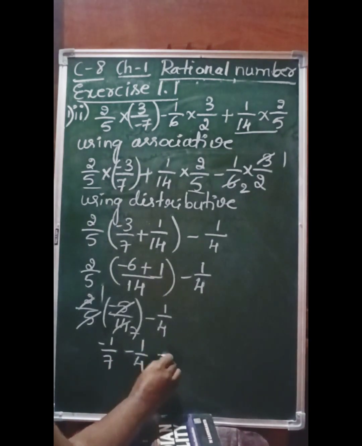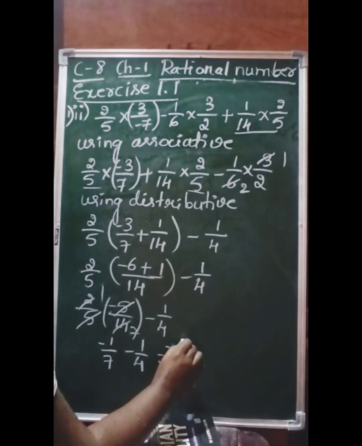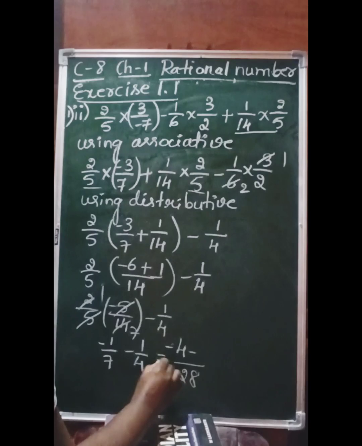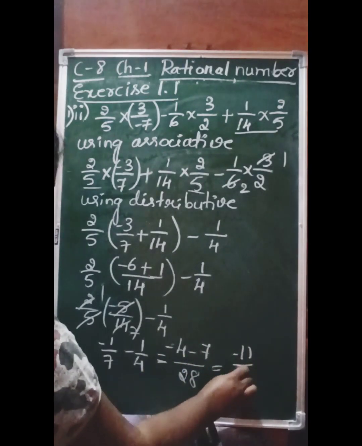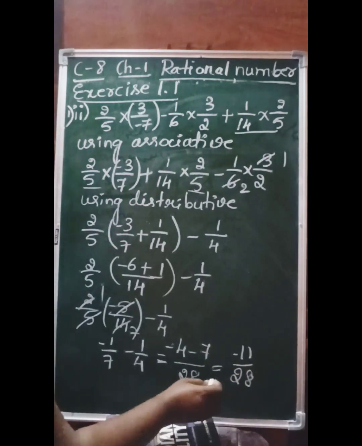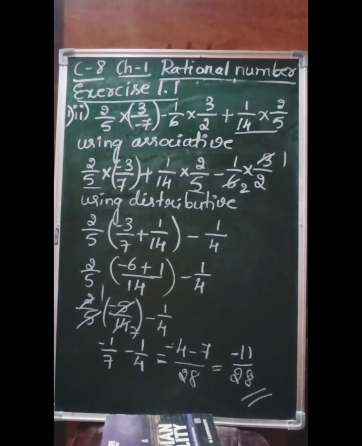So the LCM will be 28. So here you will get minus 4, here you will get minus 7. So you will get minus 11 by 28. So this is how you have to solve the second problem.